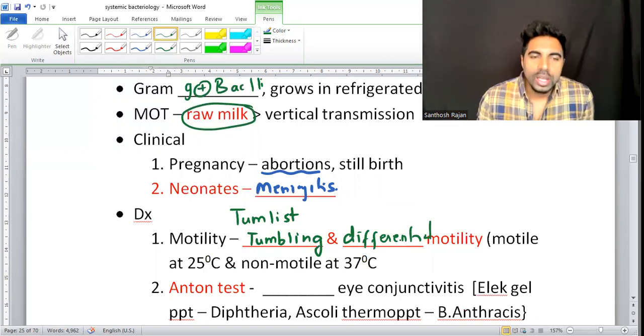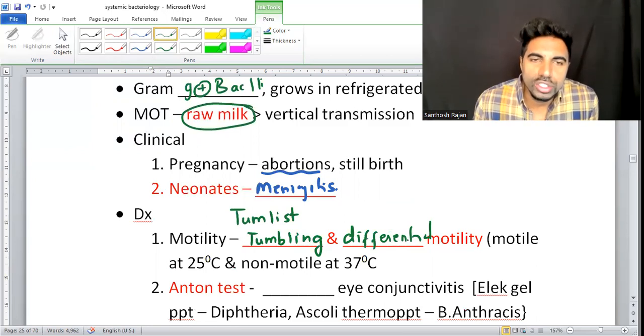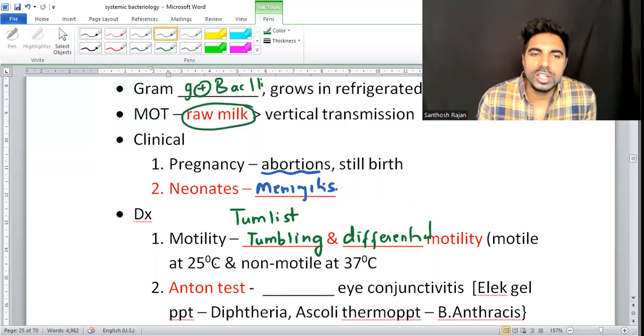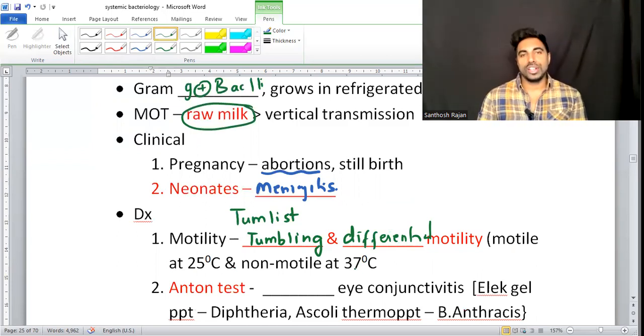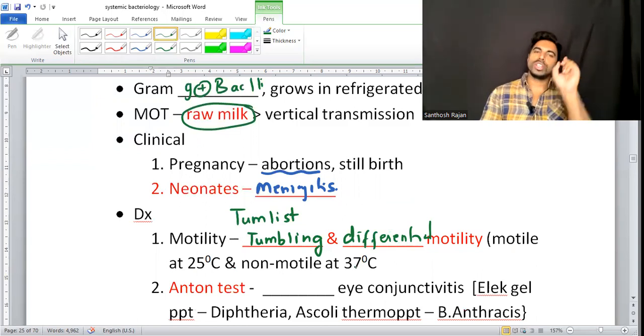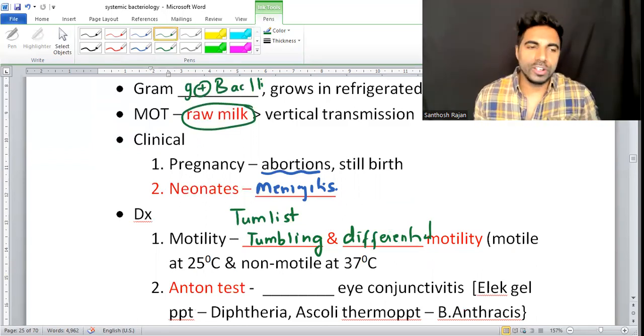The second one is differential motility, because at low temperature, 25 degrees Celsius, it is motile. But when the temperature gets higher, it becomes non-motile. That's what we call differential. Both are common for Listeria. Your Listeria has two types of motility: tumbling motility and differential motility.